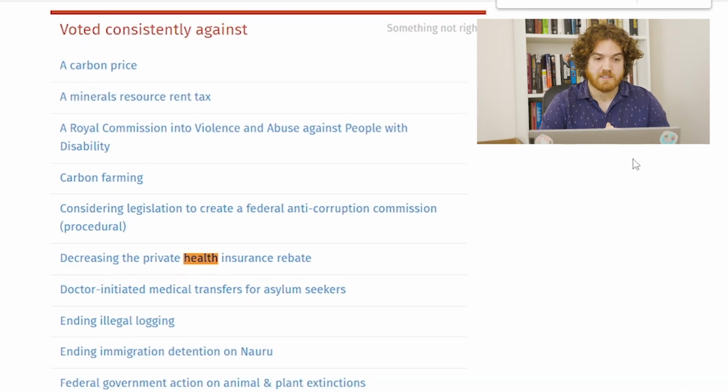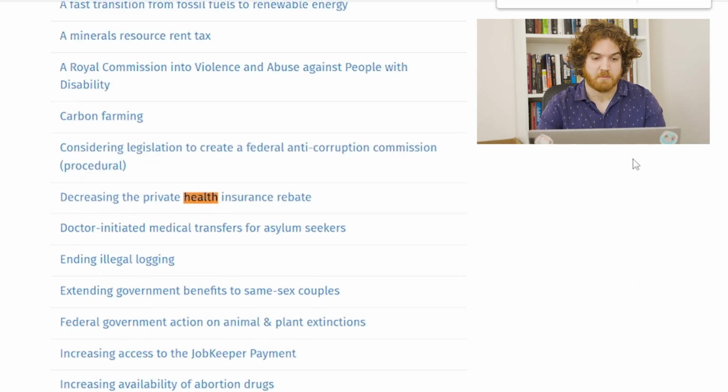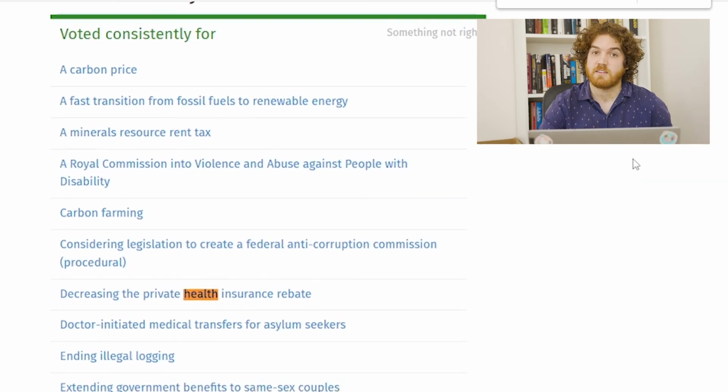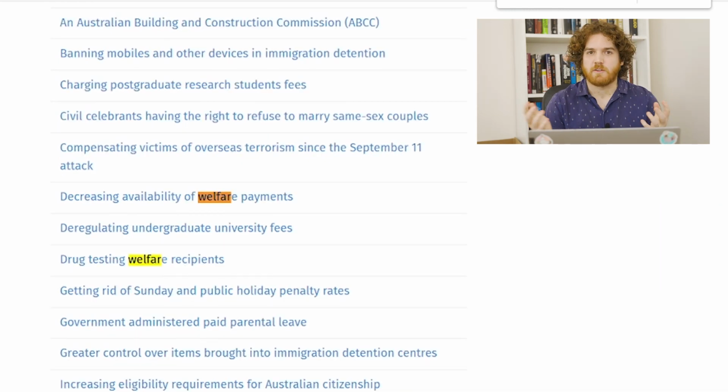Morrison has voted consistently against decreasing the private health insurance rebate, and Anthony Albanese has voted consistently for decreasing the private health insurance rebate. So let's move on to other government services like welfare.